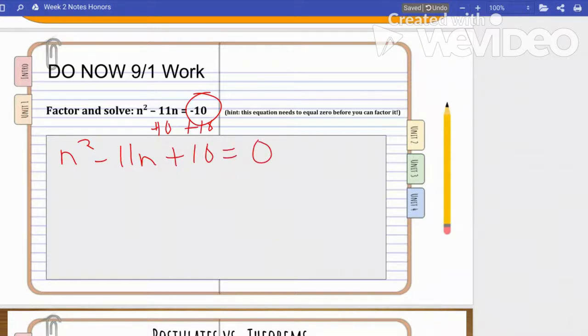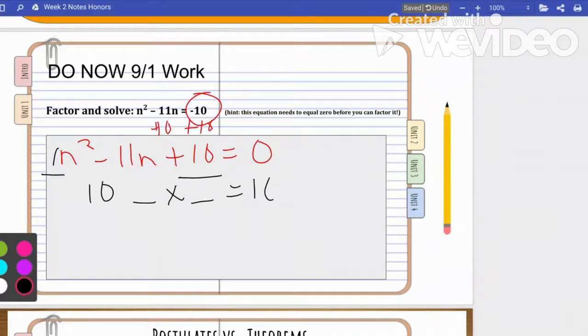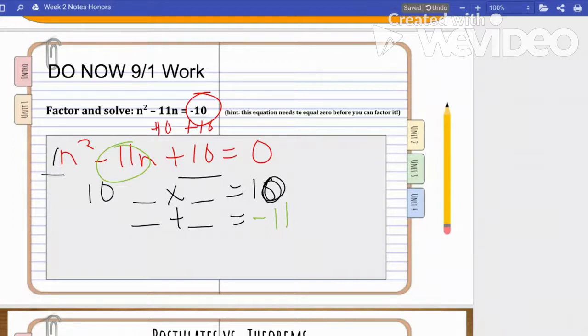Well, first I'm going to take the 1 out front and multiply it by 10. What's 1 times 10? 10. I'm looking for two numbers that multiply together to give you 10, but when you add those same numbers together, we're looking for negative 11. So hopefully you can see that's going to be negative 1 times negative 10. So I put this over to the side, negative 1 and negative 10.